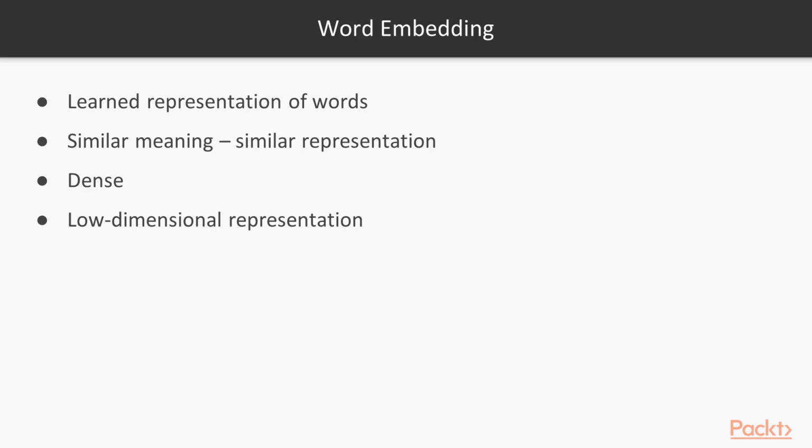The reason being that one-hot encoded vectors are high-dimensional and sparse, and one-hot encoding represents the presence of a word in a sentence or a text corpus. But what if we could represent the word and at the same time encapsulate the meaning that the word holds? That is what word embedding does.